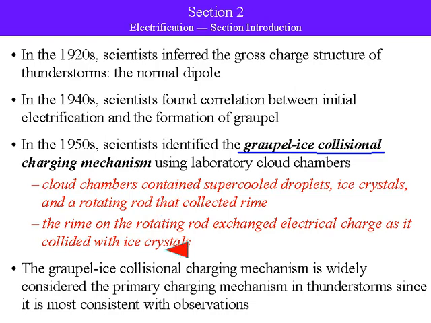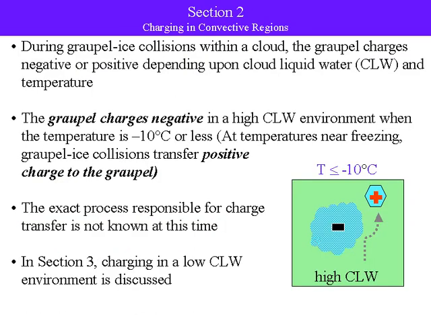Now, what charge is actually transferred to what particle is important, and we're going to talk about that a little bit later. The graupel-to-ice collisional charging mechanism is widely considered the primary charging mechanism in thunderstorms since it's most consistent with observations. Through this cloud chamber work by Takahashi and others back in the 1970s, scientists were able to infer what types of electrification would be found in clouds.